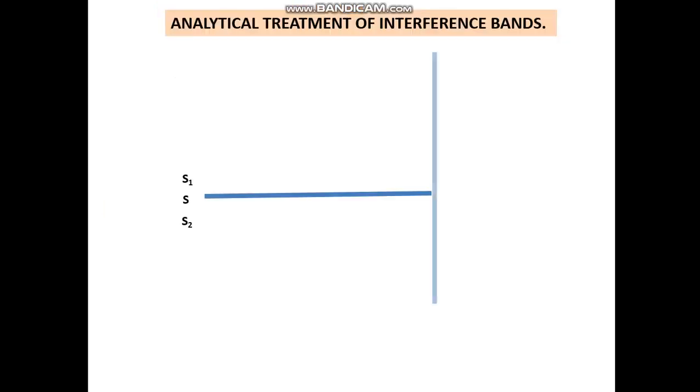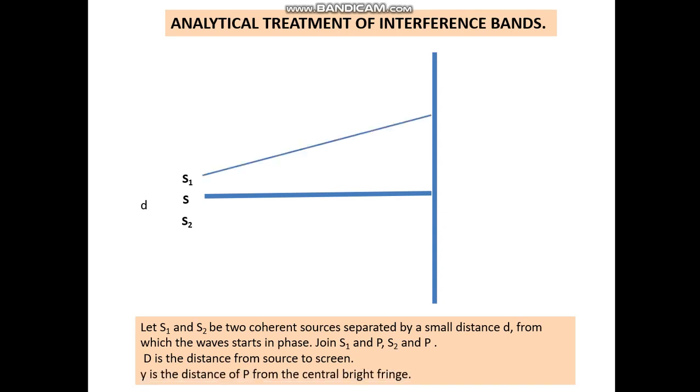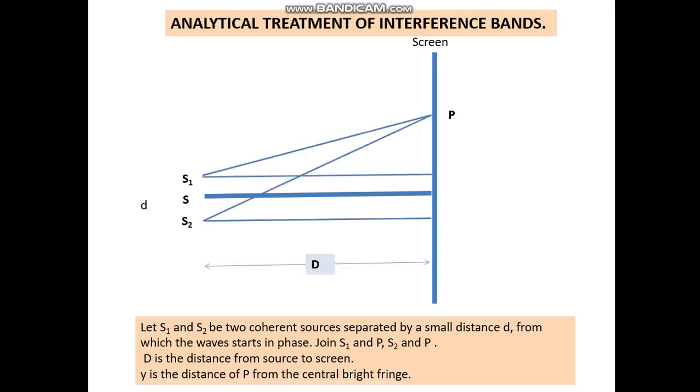Let's treat the interference bands analytically. S1 and S2 are the two coherent sources separated by a distance small d from which the wave starts and fades. Join S1P and S2P. D is the distance from the source to the screen. Y is the distance of P from the central bright fringe. Path difference delta L is equal to S2P minus S1P.